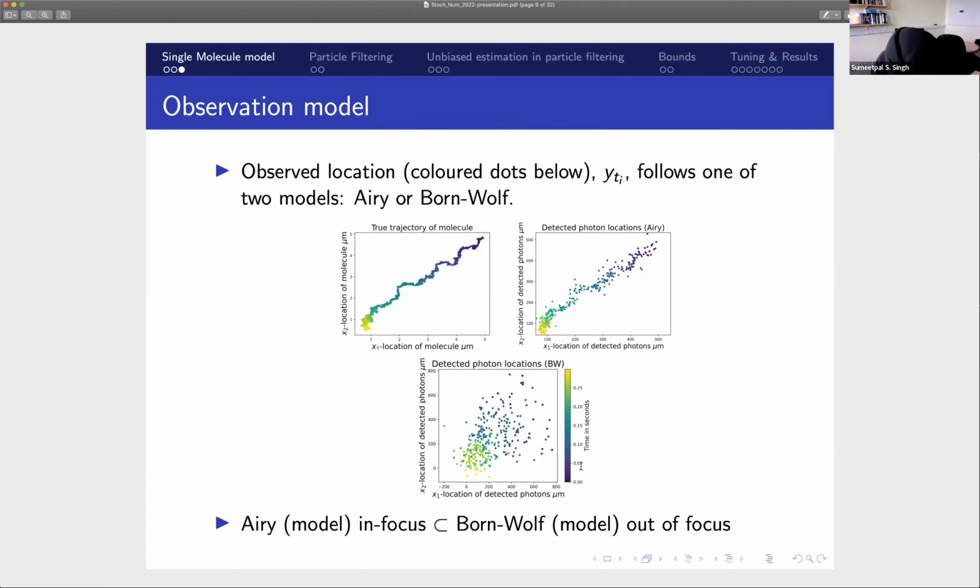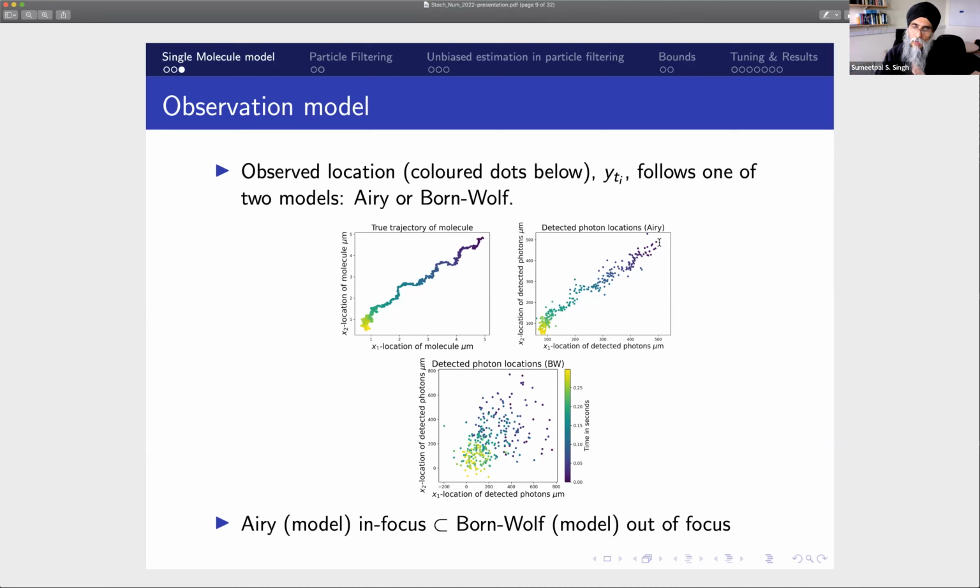Okay, so now I'm going to tell you something more about the observations. I've told you about the time of arrival of observations; let me tell you a bit about the location of the observations themselves. Here I have a simulation of a molecule that's moving from the top right-hand corner to the bottom left corner. The passage of time is illustrated with color: a dark color means further back in the past, and a light color means more recent time.